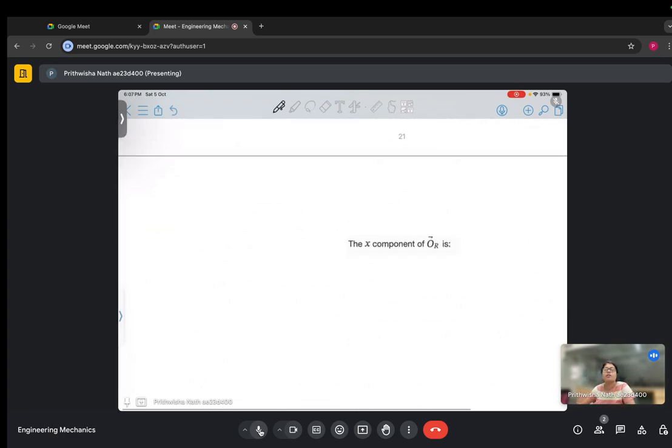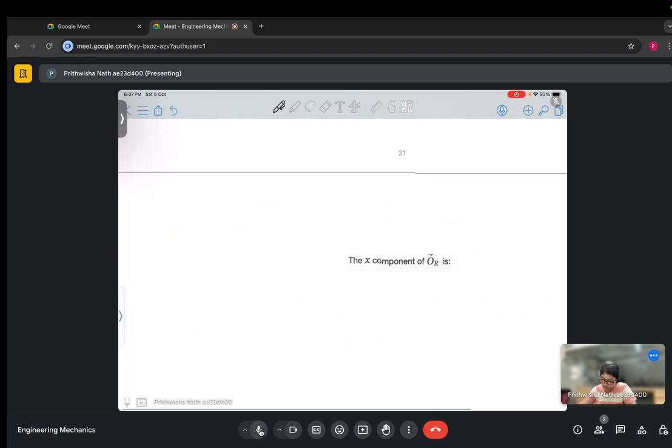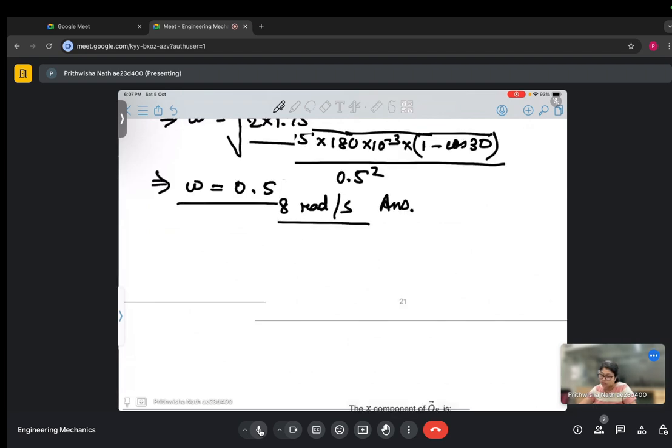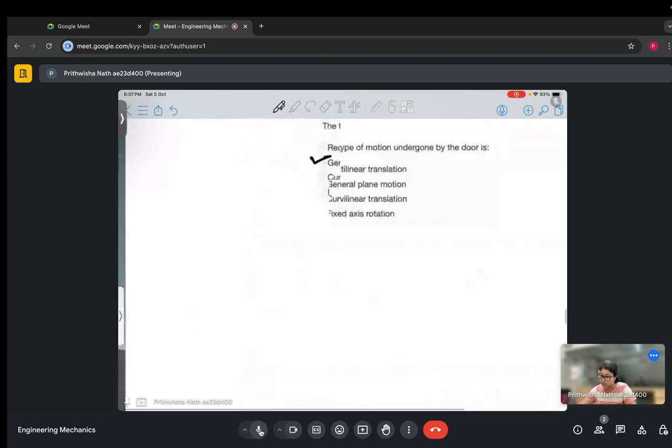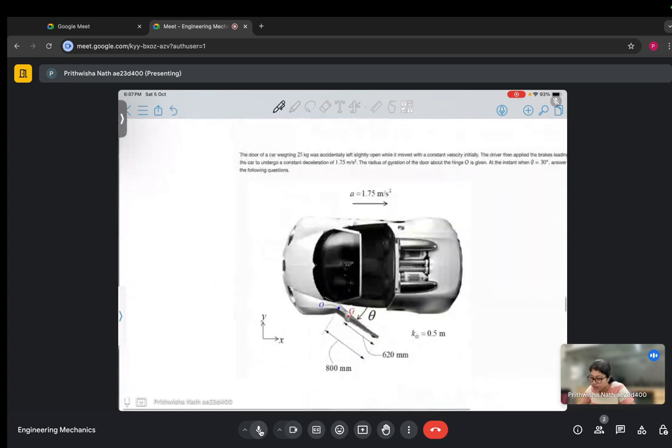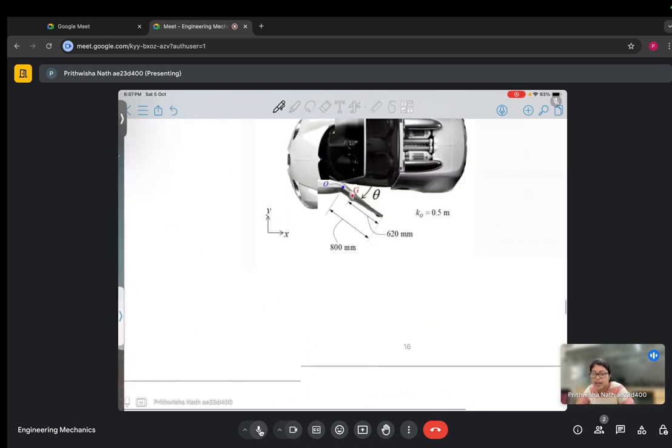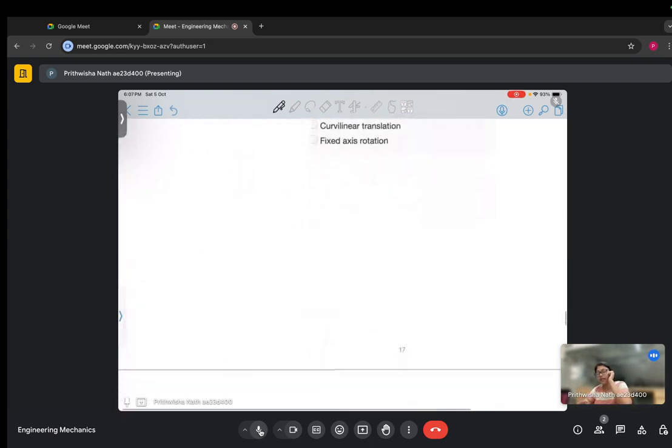The x component of OR is nothing but the reaction force. The reaction at hinge is denoted as OR. So we need to find the x and y component of the reaction force.